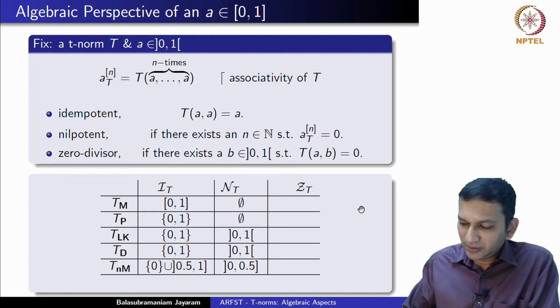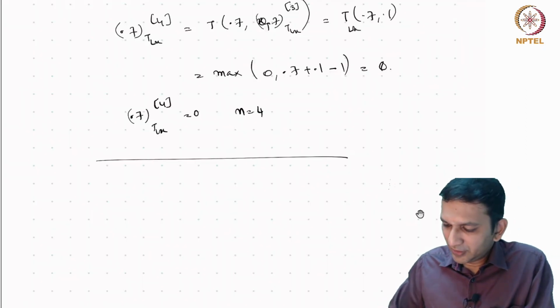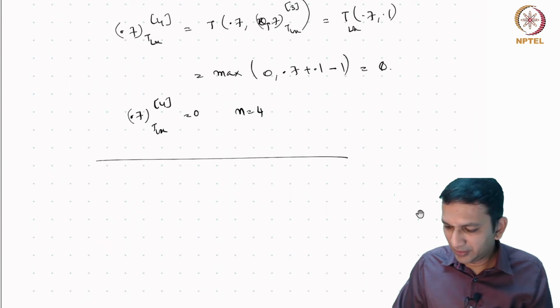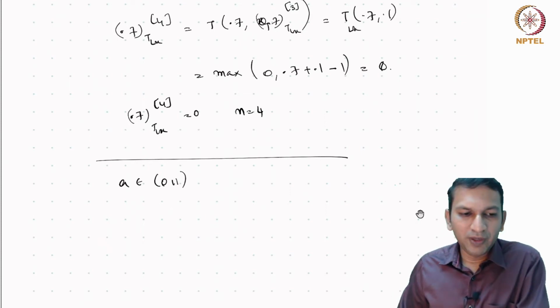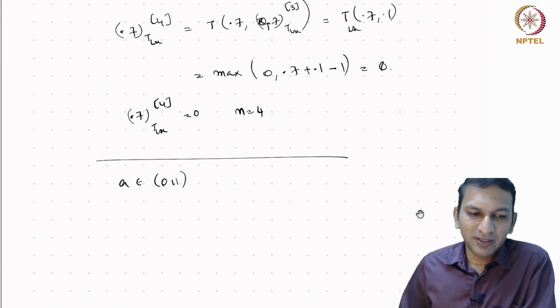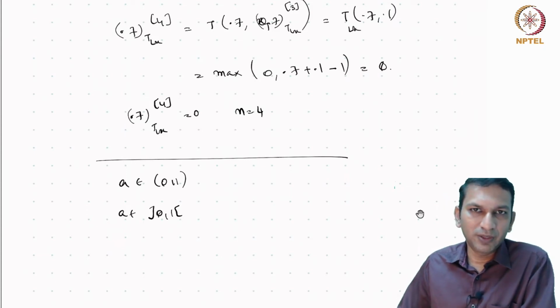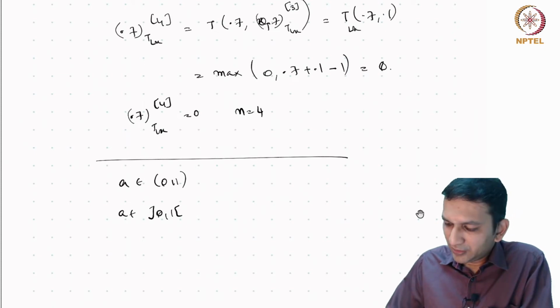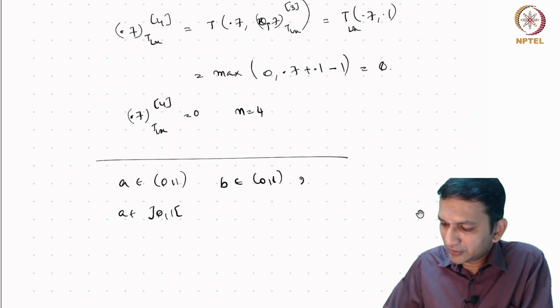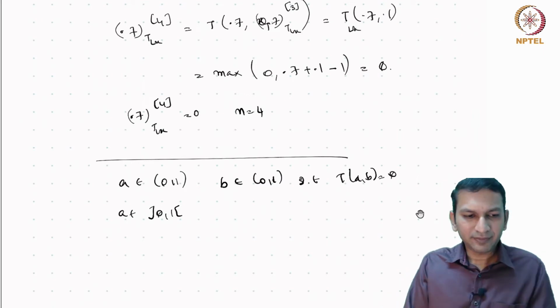So what does zero-divisor say? If you have an element A, once again, we are only considering the open interval 0, 1. As was already mentioned, we will interchangeably use either this notation or this notation to indicate the open interval, openness of the intervals on either side. Then we need a B, once again in open interval 0, 1, such that T of AB should be equal to 0.